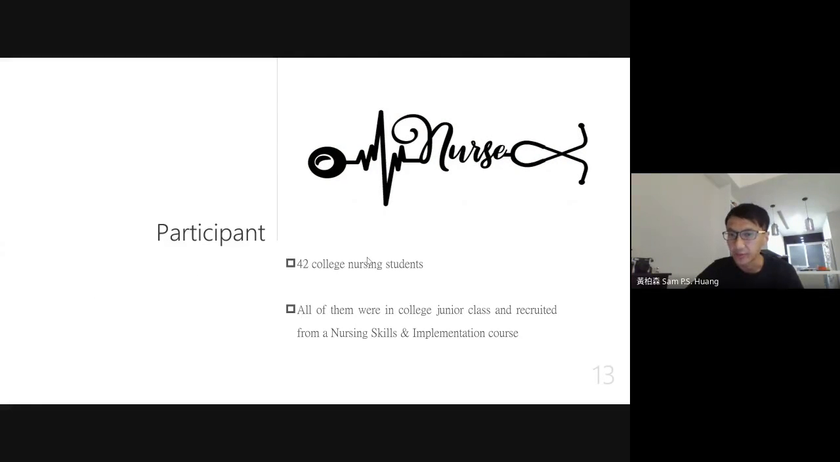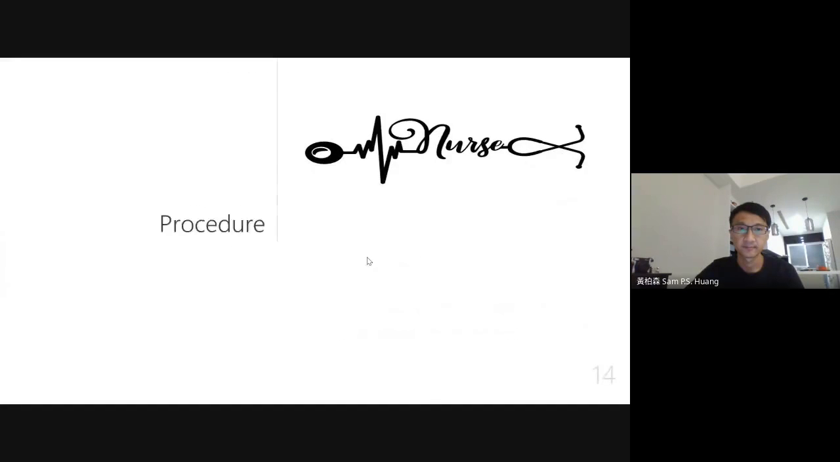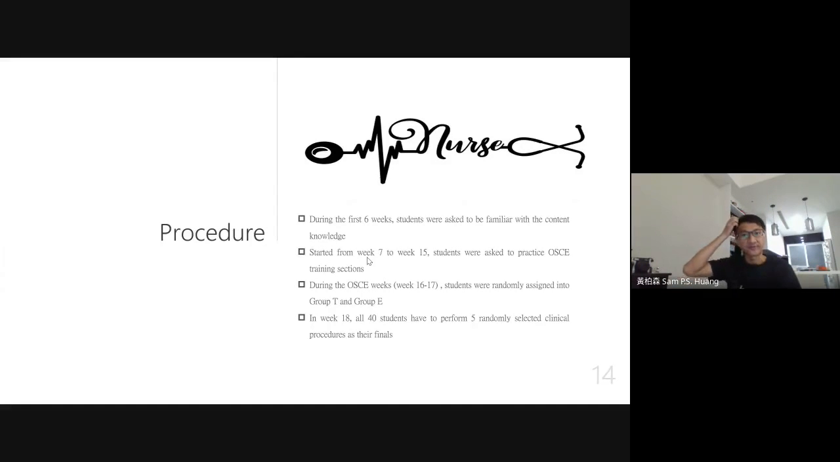Participants. This time we have 42 college nursing students, all of them in the college junior class, recruited from the nursing skills and implementation course. Procedure. During the first 6 weeks, students were asked to become familiar with the content knowledge. From week 7 to week 15, students practiced OSCE training sections. During the OSCE week, which is week 16 to 17, students were randomly assigned into Group T and Group E. In week 18, all students performed 5 randomly selected clinical procedures as their finals.